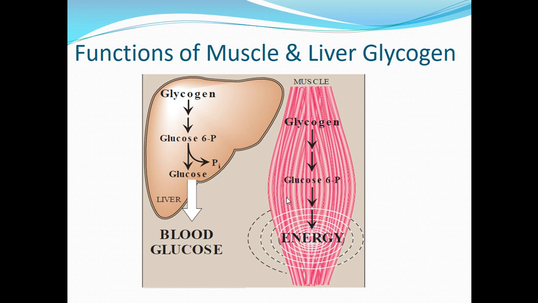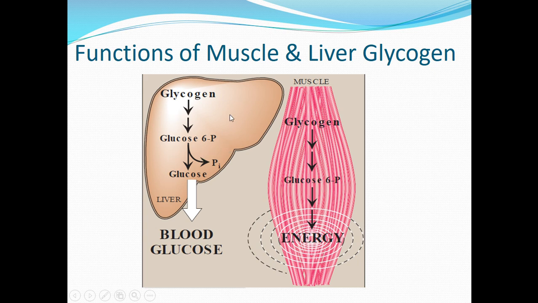Liver glycogen and muscle glycogen have different functions. Liver glycogen maintains the blood glucose concentration in the fasting state, while muscle glycogen is responsible for providing glucose 6-phosphate, which enters glycolysis to provide energy to the exercising muscles.